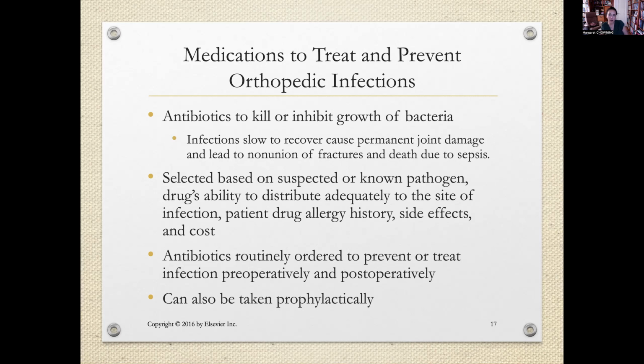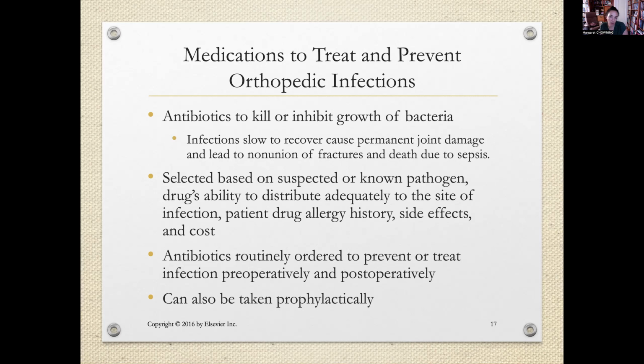Infections slow recovery, cause permanent joint damage, and lead to non-union of fractures and death due to sepsis. So it's very important to treat infections if we need to with antibiotics, okay? They're selected based on suspected or known pathogens, a drug's ability to distribute adequately to the site of the infection, patient drug allergy history, side effects, and cost.